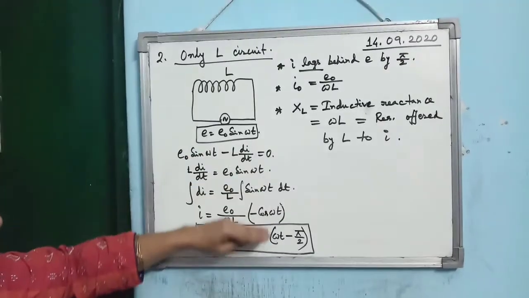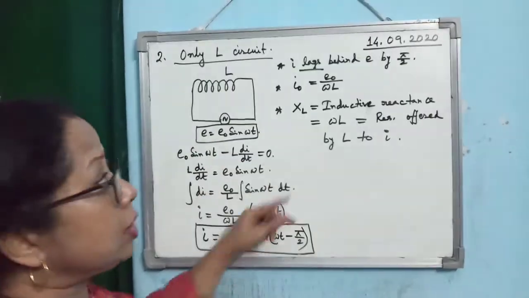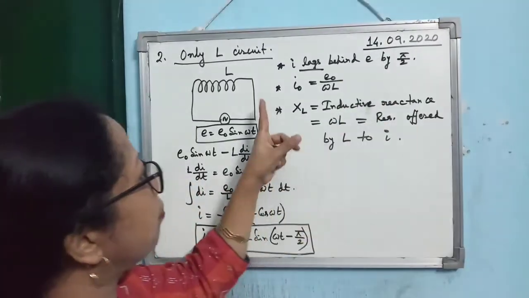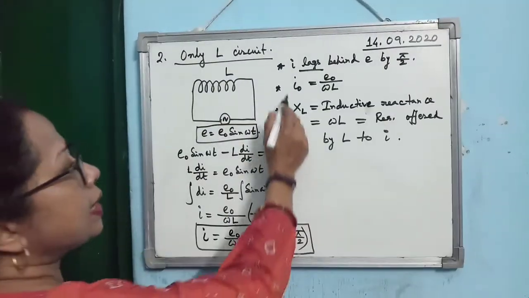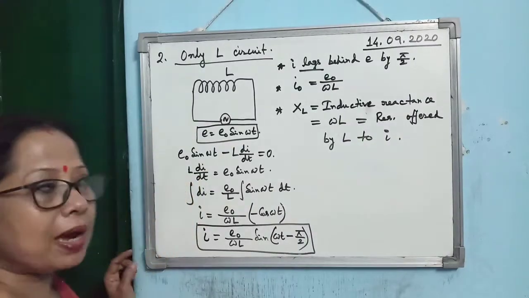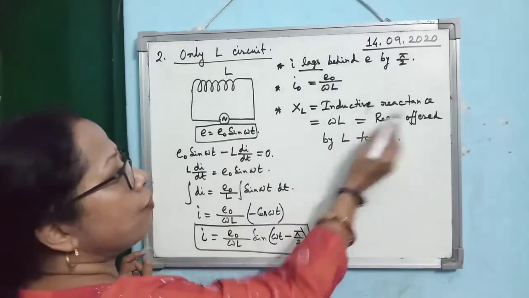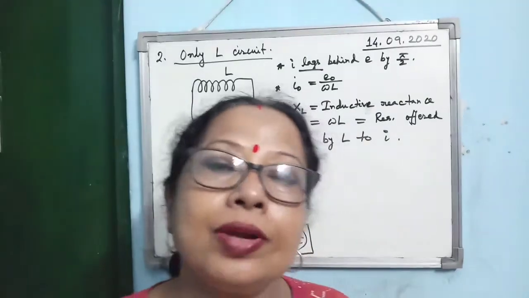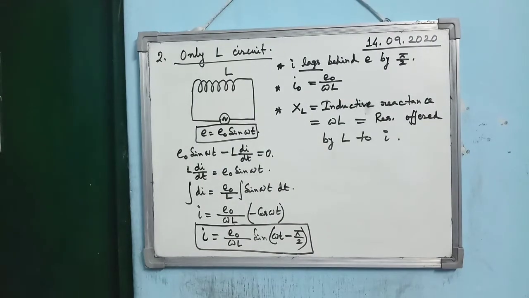All these 3 points are very important. One may not handle this one, especially the bio children. You may find it difficult to understand it, but you are supposed to learn, remember and understand these important points related to the only inductor circuit. For only inductor circuit, I lags behind E by angle pi by 2. Peak value of the current is E0 by omega L, and inductive reactance XL is equal to omega L. And what is inductive reactance? Inductive reactance is the resistance offered by the inductor to the alternating current.